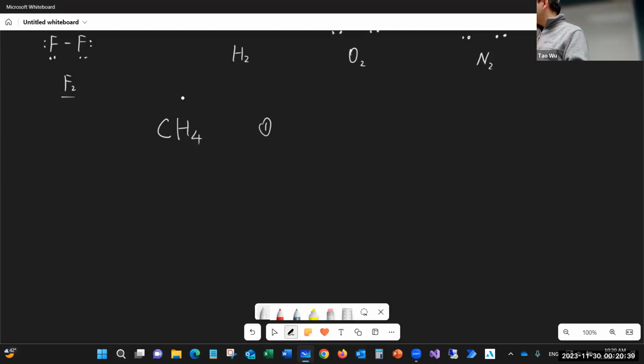Okay, to find the valence electrons, you just need to add up the valence electrons for each of the elements plus the charge. Since this is a compound with no charge, you don't have to add anything. You just add the valence electrons for each element. Carbon is in group 4A, so it has 4 valence electrons, and hydrogen is in 1A, so it has 1, but there are 4 hydrogens, so times 4. In total, this has 8 valence electrons.